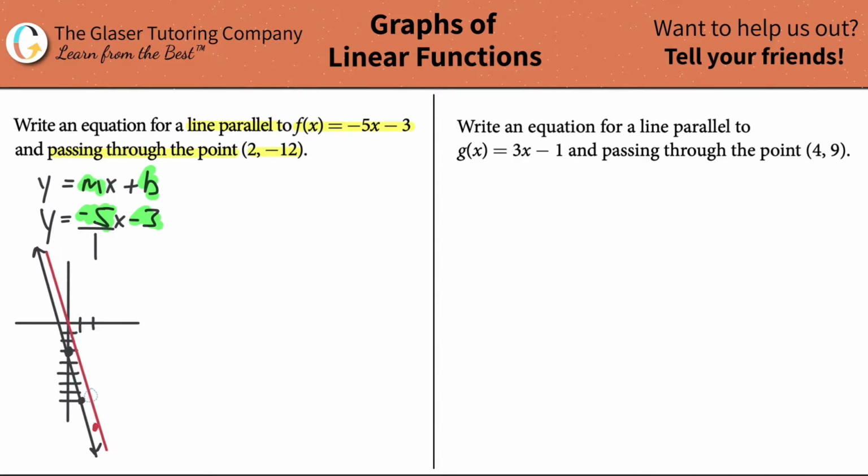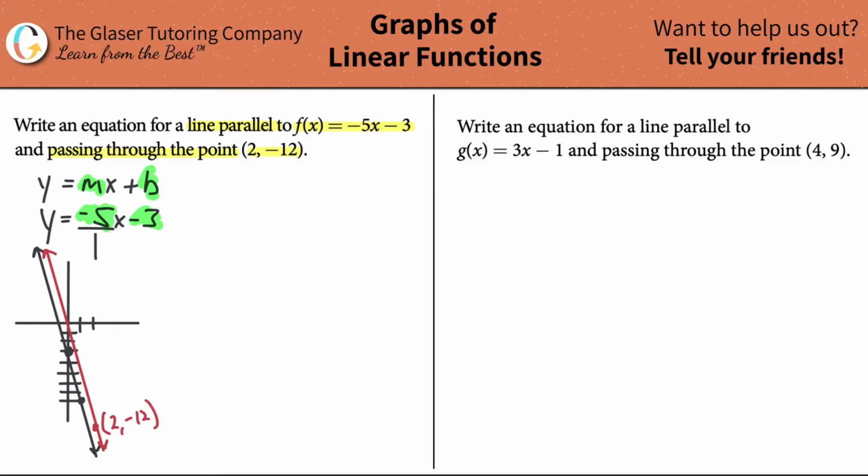Now I know that this line has to pass through this point, and this doesn't look totally parallel to me, so I'm going to adjust that ever so slightly. What do you think about that, guys? Pretty good? All right. So this line here will represent the line that's parallel to the black line. And we know one of the points here: this particular point is going to be 2 comma negative 12.